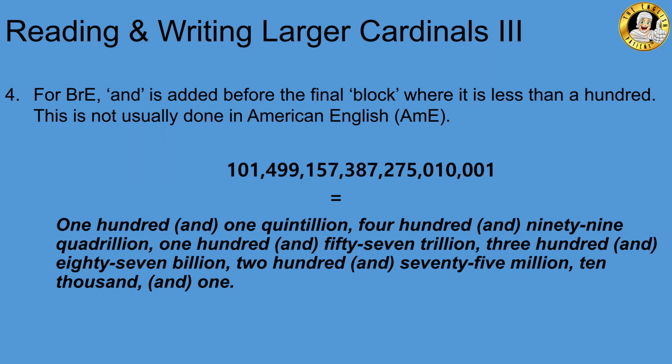So this number would then be read 101 quintillion, 499 quadrillion, 157 trillion, 387 billion, 275 million, 10,000, and 1.